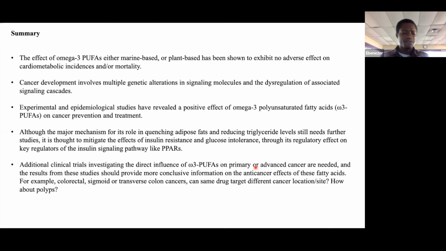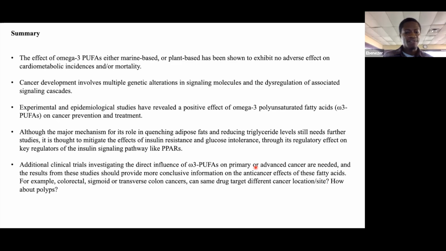Cancer development involves multiple genetic alterations in signaling molecules and the dysregulation of associated signaling cascades. Experimental and epidemiological studies have revealed a positive effect of omega-3 polyunsaturated fatty acids on cancer prevention and treatment. However, major mechanisms for the role in quenching adipose fats and reducing triglyceride levels still need further studies, especially to determine and understand the direct mechanism of action by which functional foods, in this case omega-3 fatty acids, are able to mitigate the effects of insulin resistance and glucose intolerance.